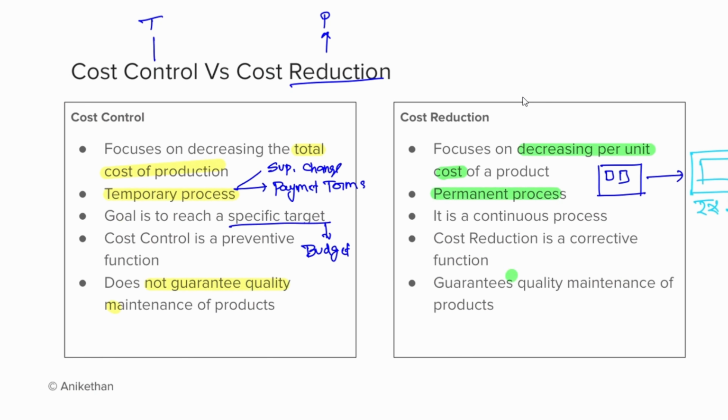Then it's a continuous process because the engineering department will continuously look at how to improve, how to become an efficient product manufacturer. Cost reduction is a corrective function. That means they release a product and they get feedback from the market through various methods, and the engineering department works on it, the process department works on it, and they change the process so that the cost of the product comes down and it guarantees the quality and maintenance of the product.